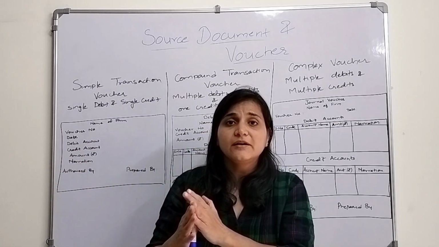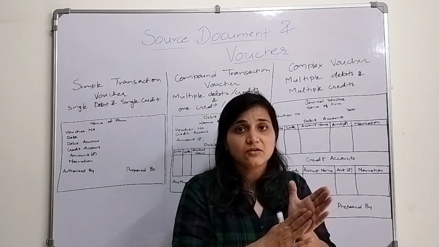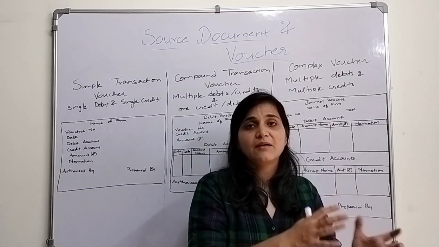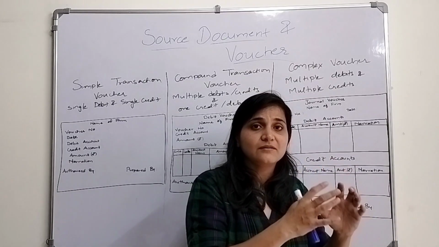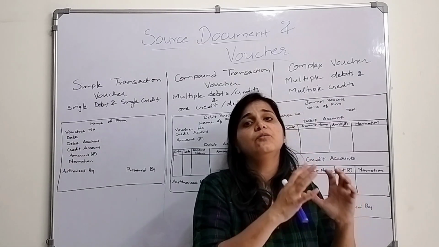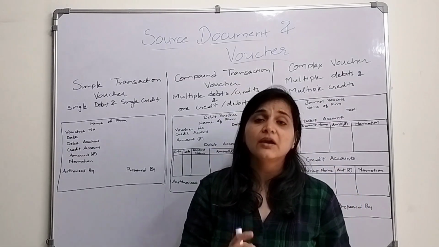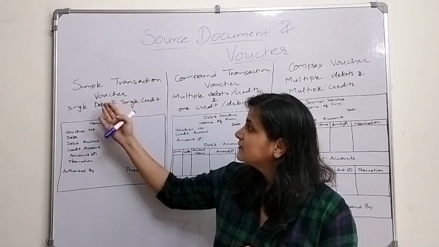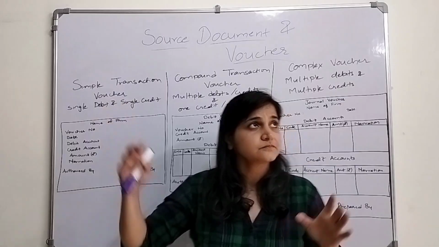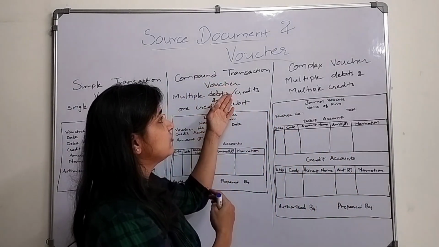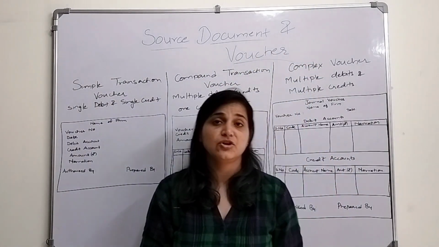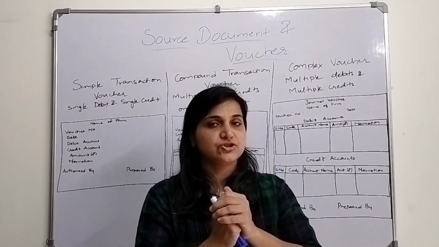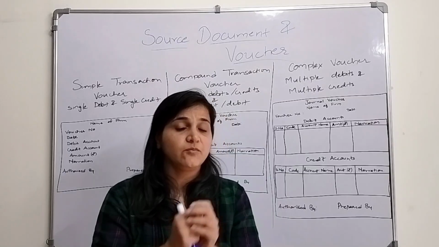Why? Because an audit is going to happen. There are tax authorities who ask them to keep all these things. So till the time the audit has happened, or the tax authorities want the businesses to keep them, they have to maintain those vouchers. Okay, now those vouchers can be of different types. It could be a simple transaction voucher, a compound transaction voucher, or a complex voucher. Now, what are these? When I say I went to a shop and bought a laptop from that shop, what happened?